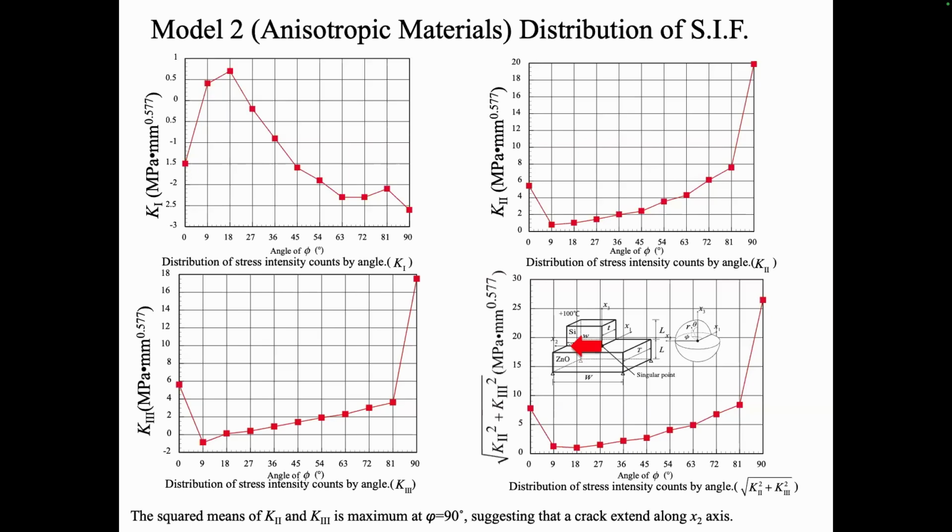In this case, we focused on the squared means of K2 and K3. This one takes the maximum at 90 degrees, and 90 degrees is along the x2 axis. It means we can predict that the crack extends along the x2 axis first.